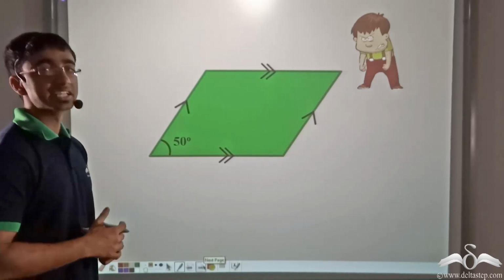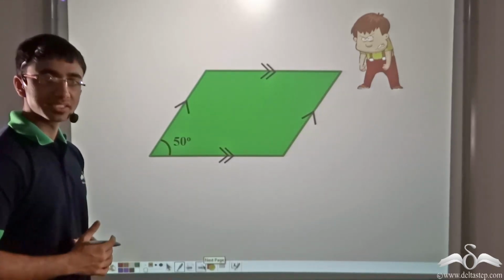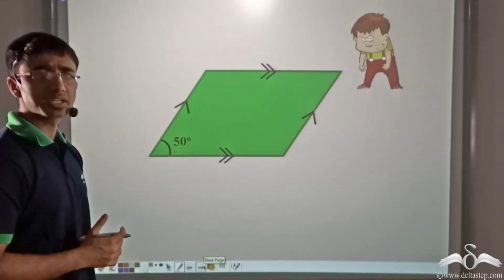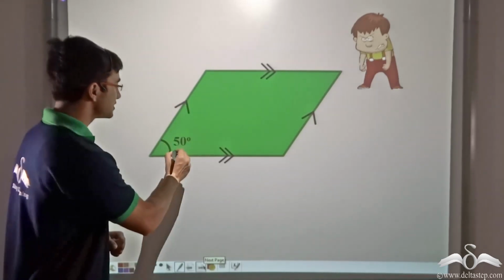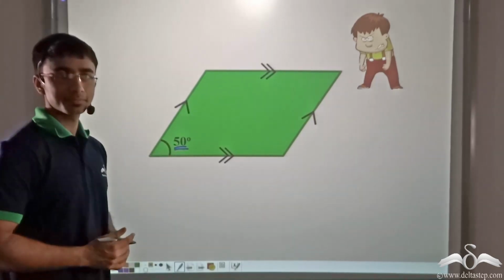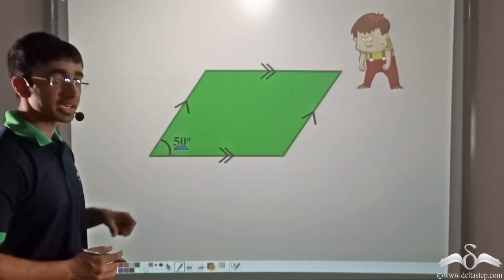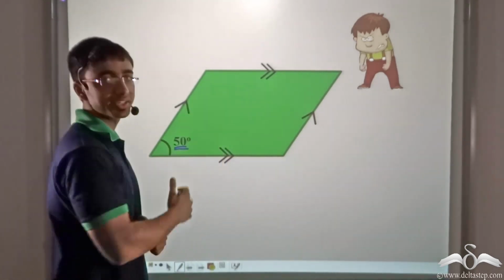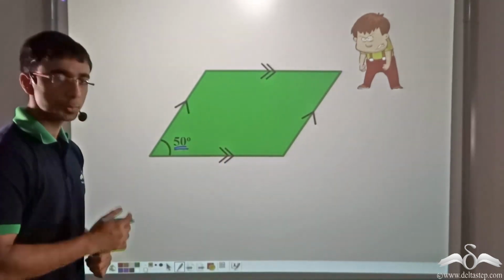So now Raghav was able to measure, as I mentioned previously, one angle of the entire huge parallelogram field, and that angle is equal to 50 degrees. And measuring only this particular angle, Raghav was able to find out all the other three angles. So let us see how.